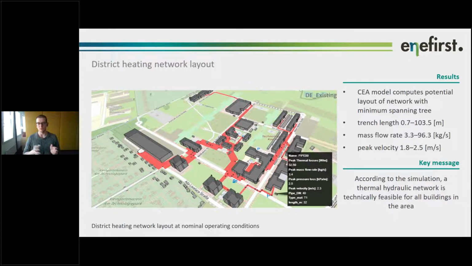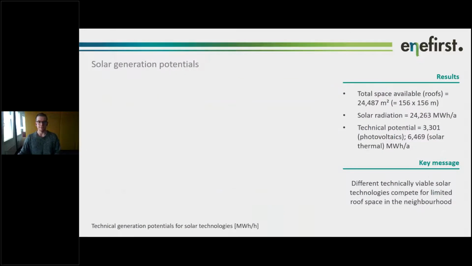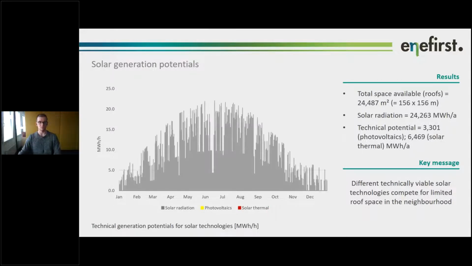These are only, however, technical potentials. This does not tell us yet whether this is a cost-effective solution to meet heating needs. I will be getting back to this in a second. But first, let's stick to the technical potentials. What we see here are solar generation potentials for photovoltaics and rooftop solar thermal installations. Here in the gray shading, you see solar radiation in megawatt hours per hour, which can be interpreted as the power in megawatts.